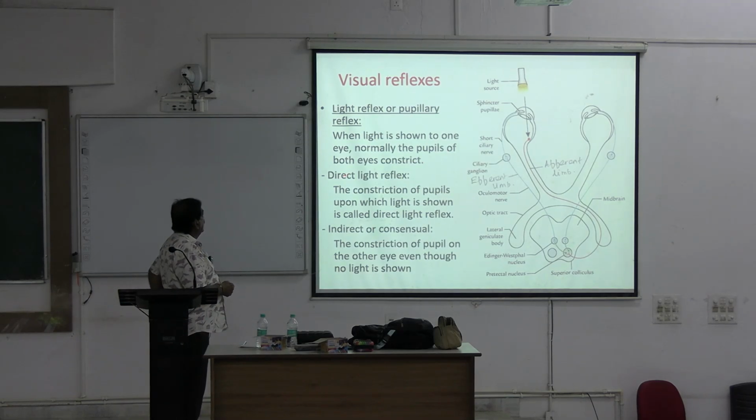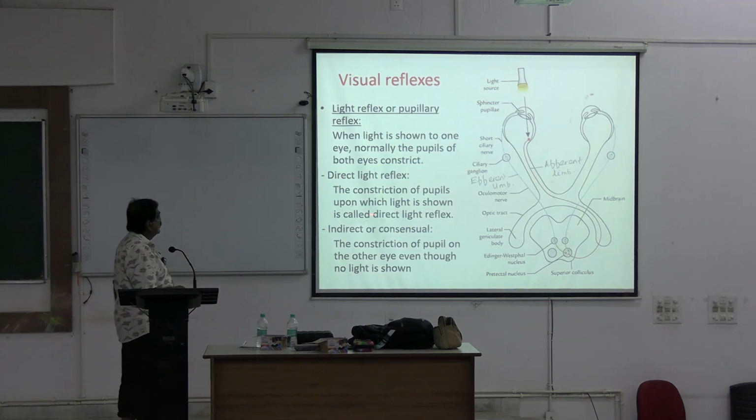Visual reflexes: light reflex or pupillary reflex. When light is shone on one eye, normally the pupils of both eyes constrict. Direct light reflex: the constriction of the pupil on which light is shone. Indirect or consensual light reflex: the constriction of the pupil of the other eye even though no light is shone on it.